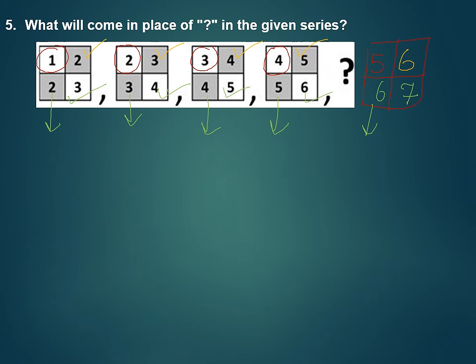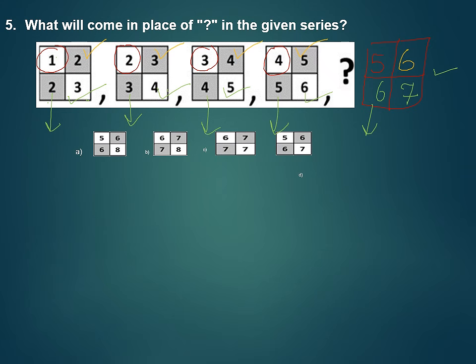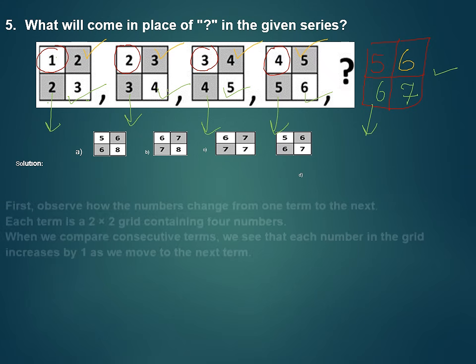So I hope you have understood how we have done it. We have seen the top left series, the top right series, the bottom left series and the bottom right series. So all the 4 series we have decoded and we have got our answer: 5, 6, 6, 7. Find your answer from the options. It is option D, 5, 6, 6, 7.